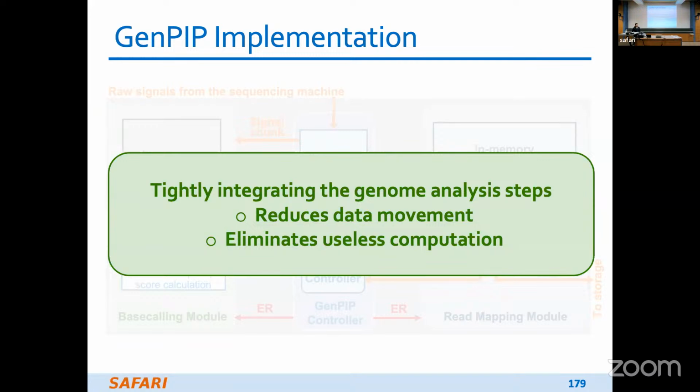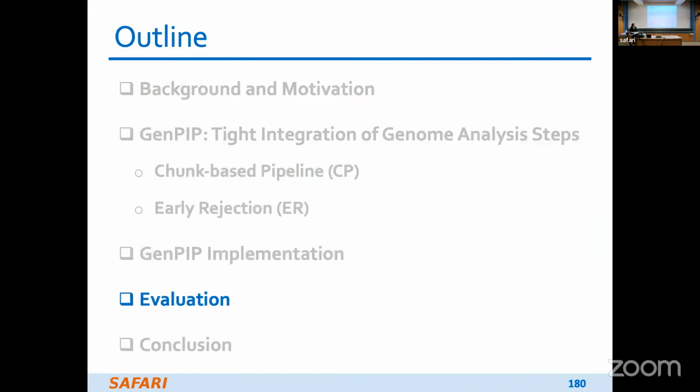And by tightly integrating the genome analysis pipeline, it reduces the data movement and eliminates the useless computation as soon as possible.